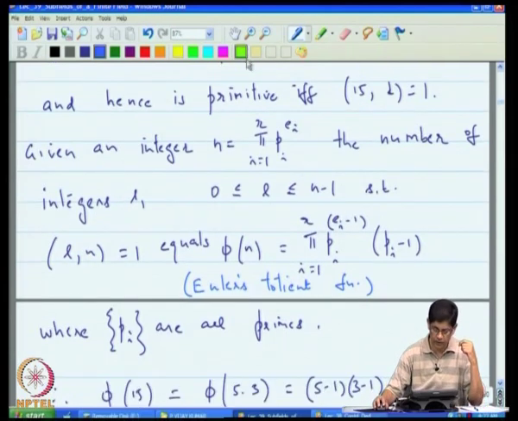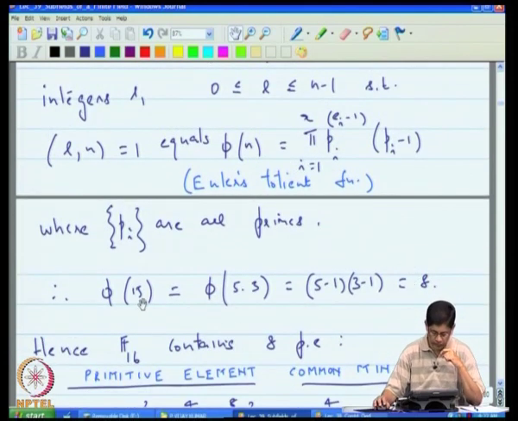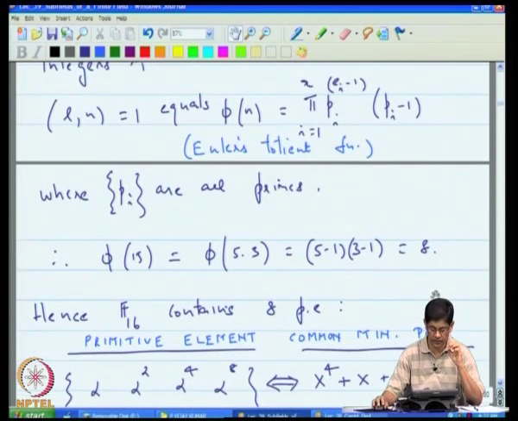So this is just a formula. It says that if your original n is the product p_i to the e_i and you wanted to find the number of integers that are less than n and relatively prime to it, then what you do is you look at this factorization, reduce the exponents by 1, multiply by p_i minus 1 and you get it. In our particular case, phi of 15 is the same as asking what is phi of 5 times 3, is 5 minus 1 times 3 minus 1, which is 4 times 2, which is 8.